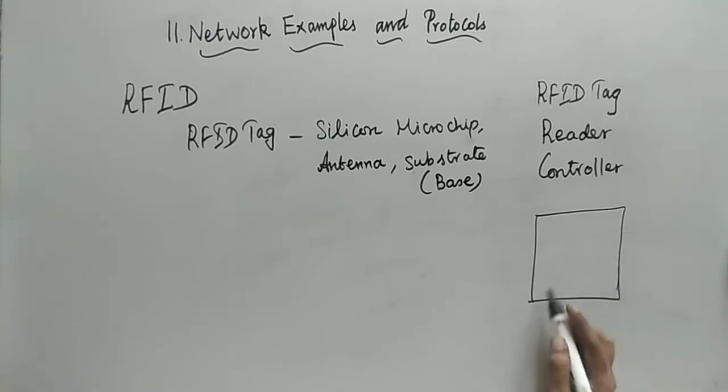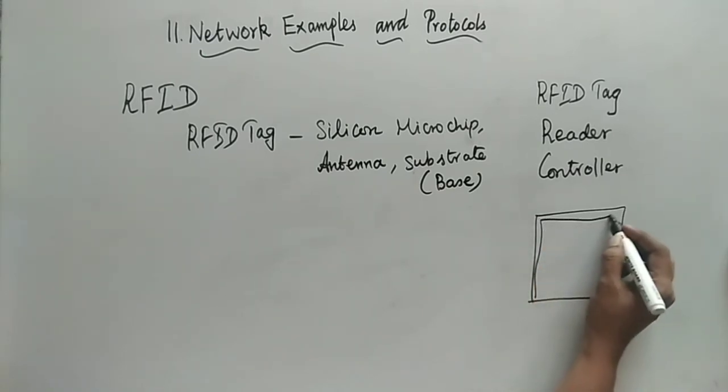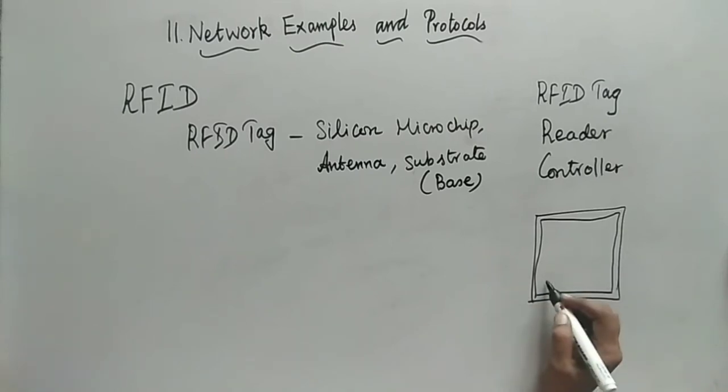So it is surrounded, it will be having your antenna coil. Here you will be having a base.